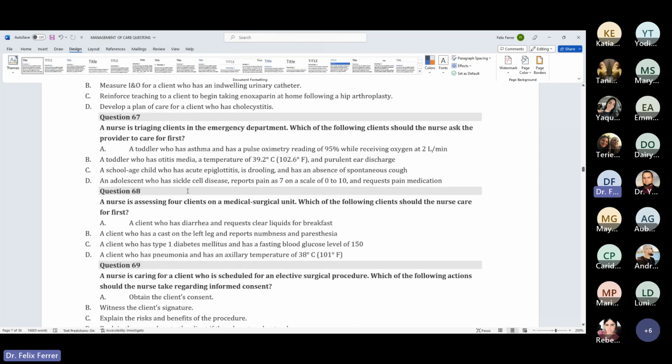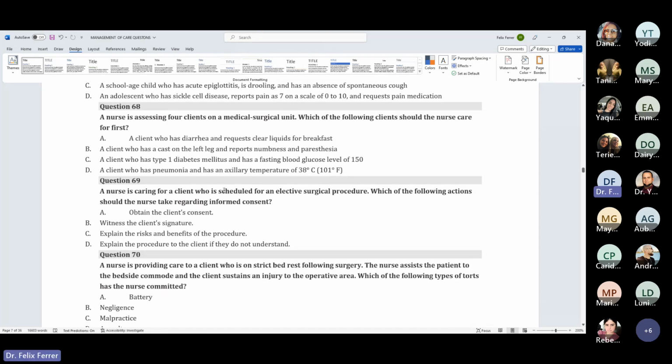And this is about clients in the emergency department. Which of the following clients should the nurse ask the provider to take care of first? C. Epiglottitis. Really good.